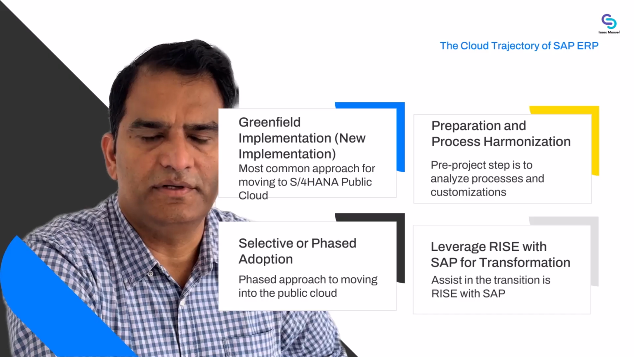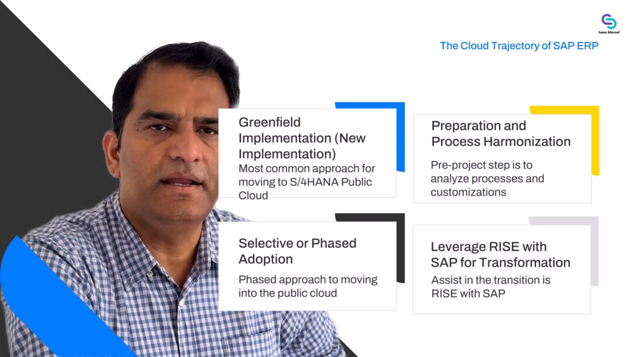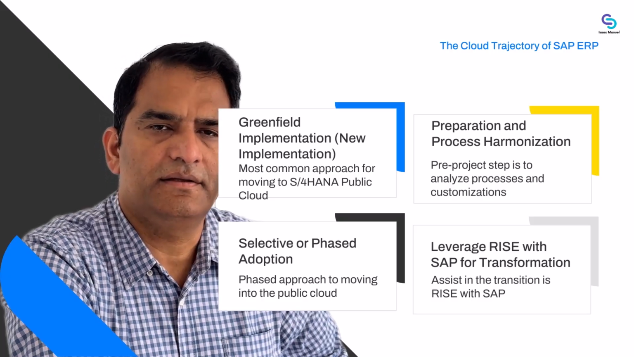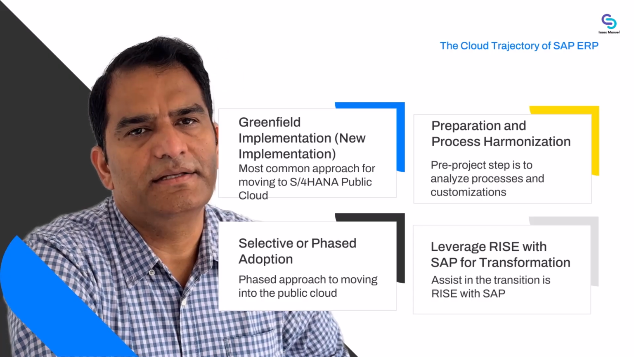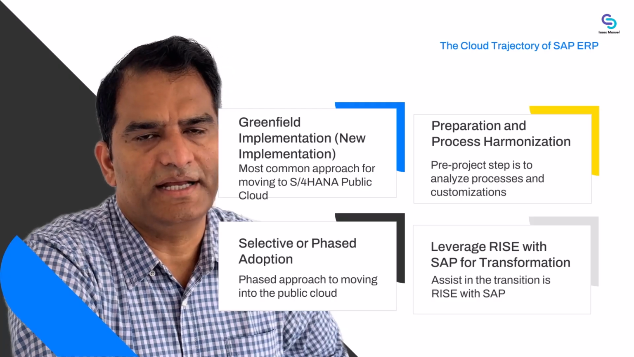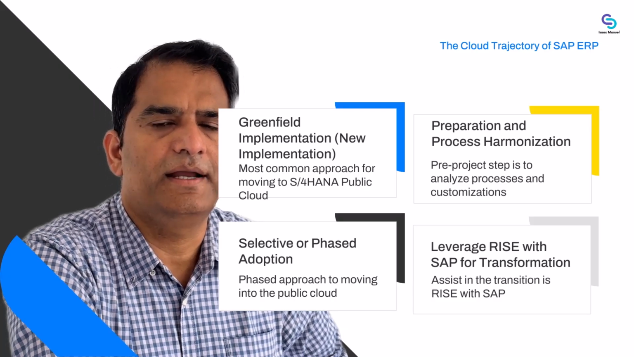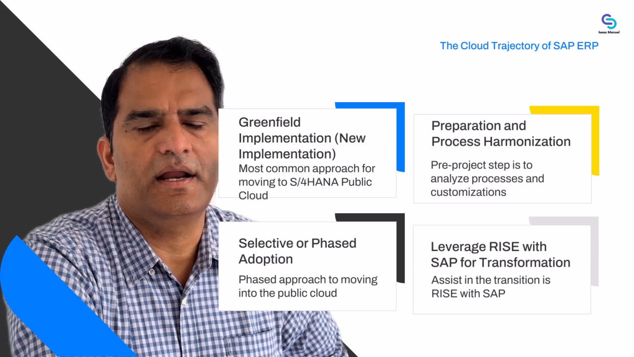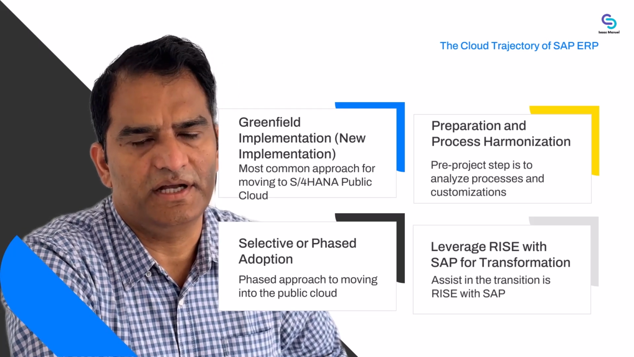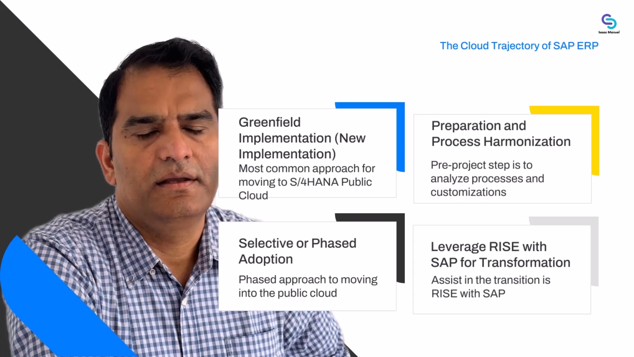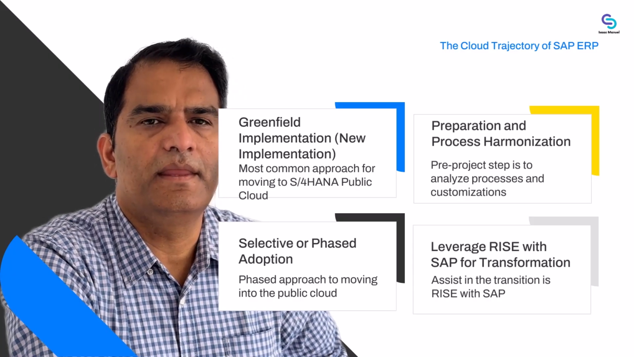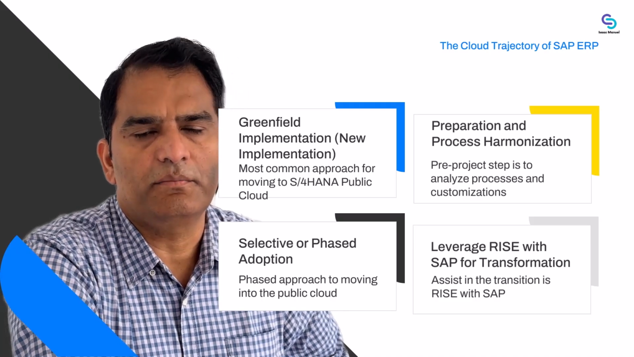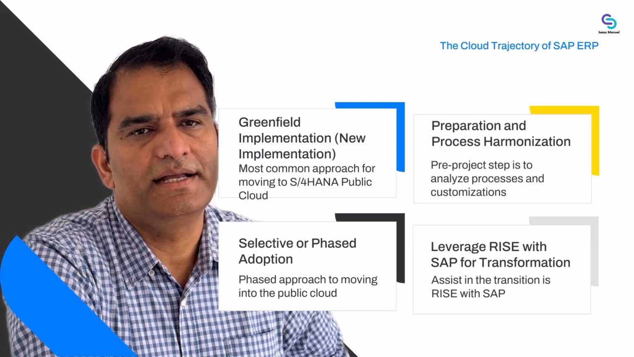Let us now consider leveraging RISE with SAP for transformation. A key offering from SAP to assist in the transition is RISE with SAP. In brief, RISE with SAP is a subscription-based all-in-one package that bundles S/4HANA Cloud Edition, infrastructure, and transformation services under one contract. SAP markets RISE as business transformation as a service. It includes the S/4HANA software. You can choose public or private edition as part of RISE.